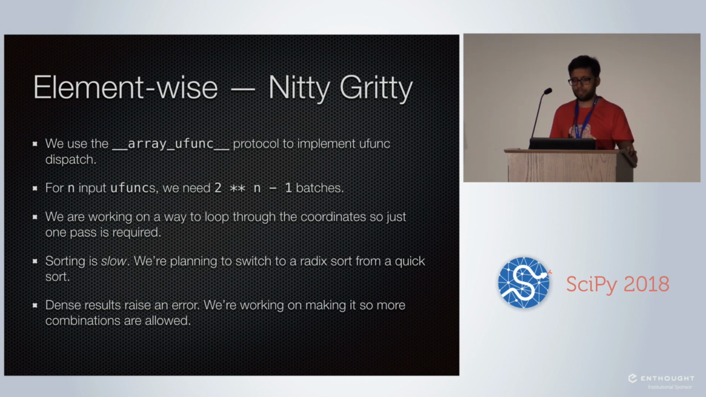We're working on a way to loop through the coordinates so that it's faster and you only loop through the arrays once. And sorting is slow. So right now about 30 to 40% of the time in all operations is usually taken up by sorting. We're working on switching to a radix sort from quick sort, which should be quite a lot faster.